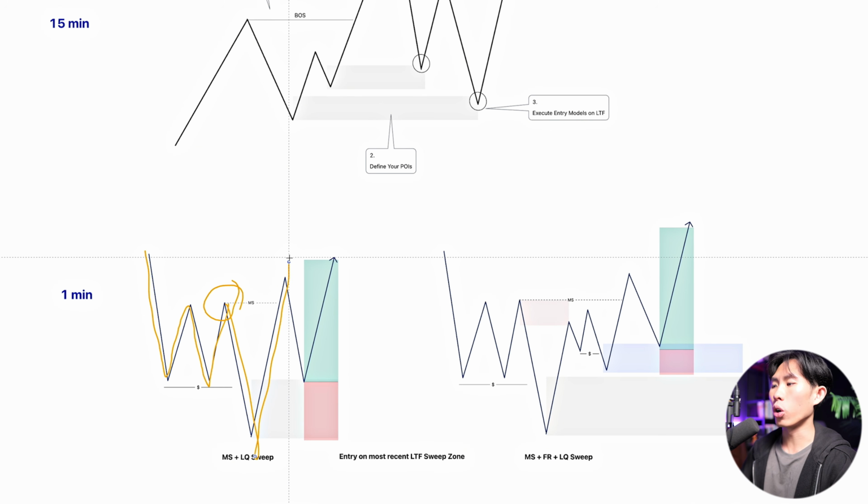And this pullback is about to be over, and right now the trend is about to shift bullish. So once you got a market shift, once you got your liquidity sweep, all you need to do is to wait for price to pull back to the point of interest, the demand zone, or the most recent zone that swept liquidity.